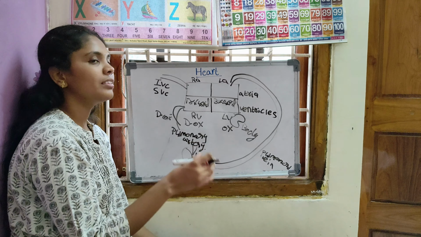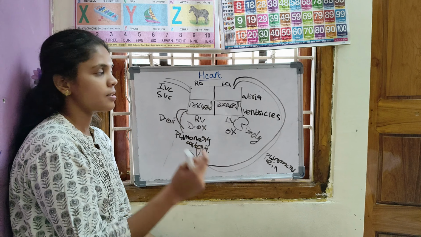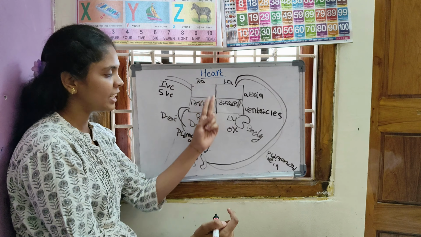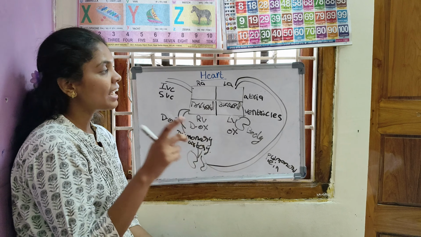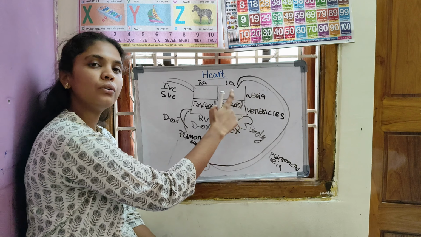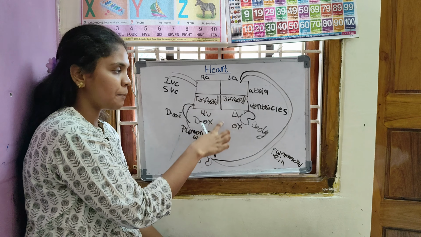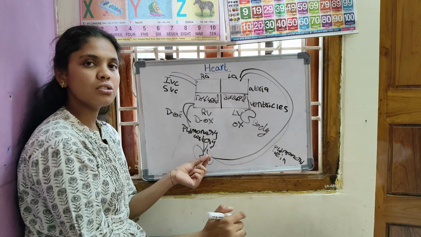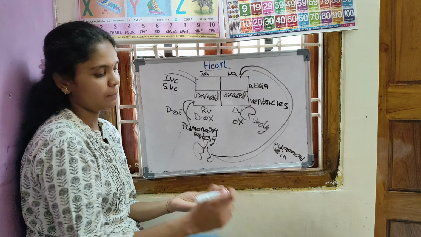As you see here, the blood entered the heart twice. Once from the superior and inferior vena cava, deoxygenated blood entered, and again through the pulmonary vein, oxygenated blood entered into the left atrium. As you can observe, the blood entered twice. So this is called double circulation.